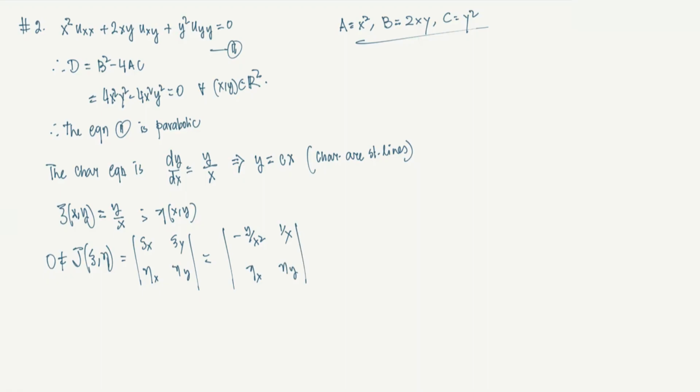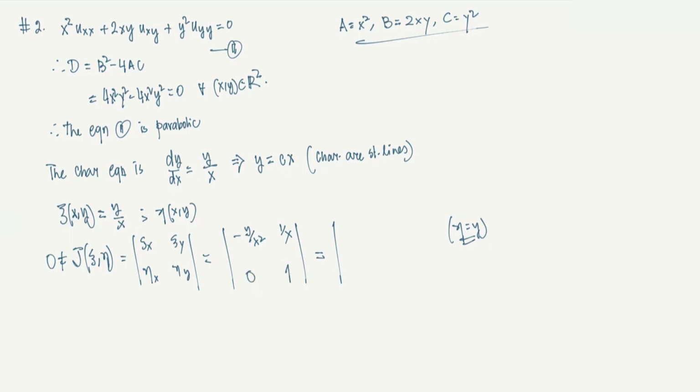Now if I choose eta to be y, this is our choice. You can choose something else also, absolutely no issues, as long as this is non-zero. But we choose the easiest one because we want our calculations to be much easier. So if we choose eta to be y, what is eta x in this case? It is 0 and eta y is 1.